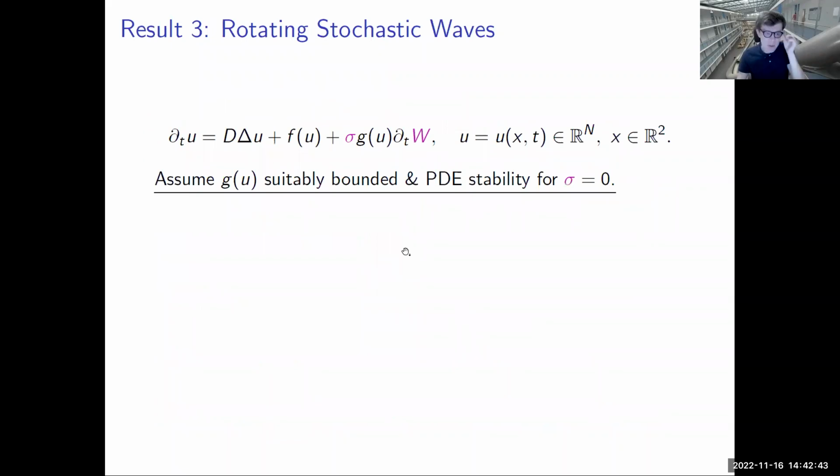Okay, so this is the main result, the third result I want to present. You would take again your semi-linear reaction-diffusion equation with a sufficiently nice noise and assume that G of u is suitably bounded and regular and has all sorts of regularity assumptions. Think of the nicest possible functions. And you assume that for no noise, you have PDE stability for a rotating wave.